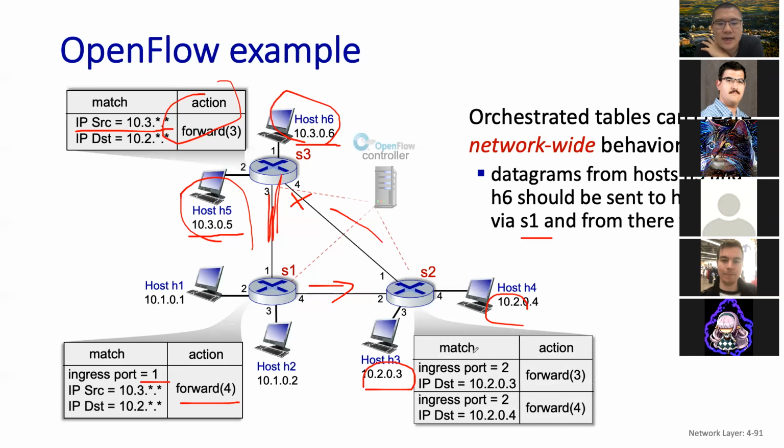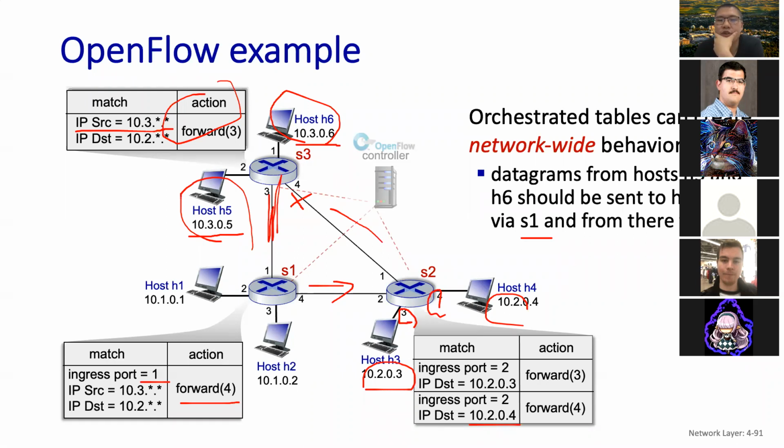And the last one is that after we go to the S2 router, we just add something to separate the traffic to 3 and 4, right? So for example, if both are coming from 2, but if you want to go to the destination 10.2.0.3, you should forward to 3, right? If you want to go to 10.2.0.4, you just forward to 4. Okay.